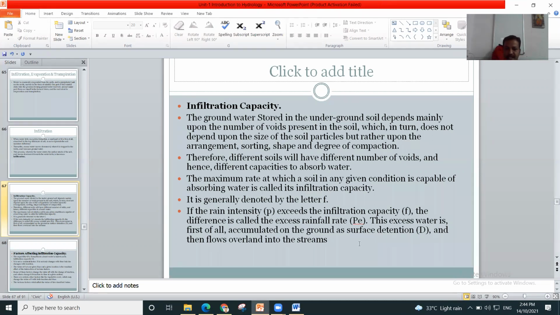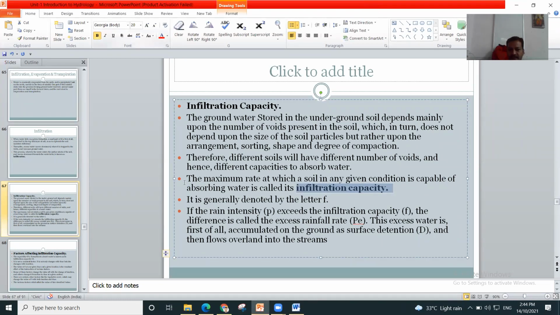So, the maximum capacity, maximum rate at which the soil can absorb the water, that maximum rate of absorbing water is known as infiltration capacity.